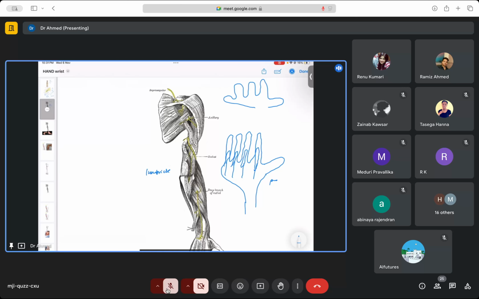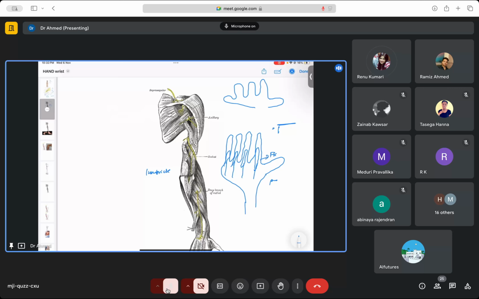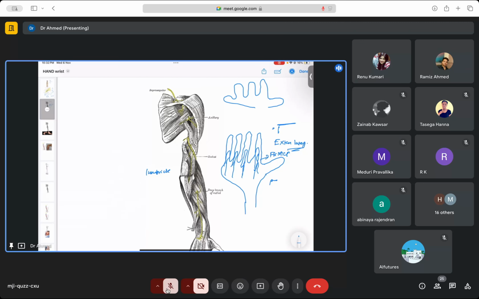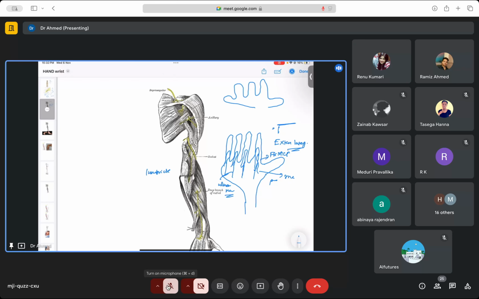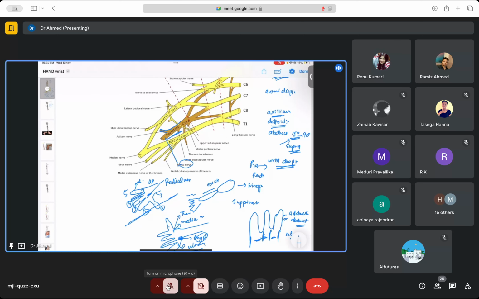What's the function of these lumbricals? Flexion at the MCP and extension at the interphalangeal joints. The lateral two lumbricals are going to be supplied by your median nerve, and the medial two are going to be supplied by your ulnar nerve. We'll be discussing this in detail, but here we were discussing the radial nerve.